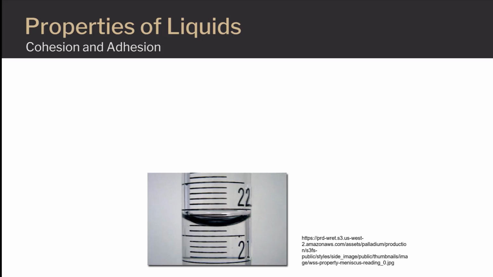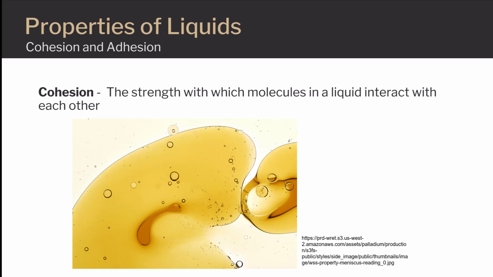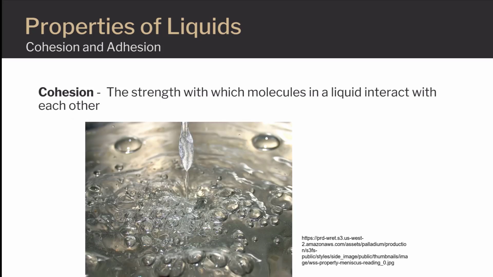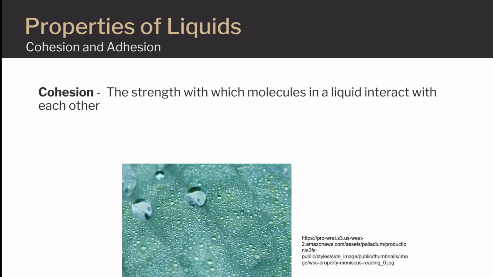Liquids also have cohesion and adhesion properties. Cohesion refers to the ability of a particular liquid's molecules to interact with one another. Liquids with weak intermolecular forces have low cohesion, which allows their molecules to slide past one another. Oil is a good example of a liquid with low cohesion. On the contrary, liquids with strong intermolecular forces, such as water, are highly cohesive. These types of liquids will form beads to allow for maximum interaction between the molecules.